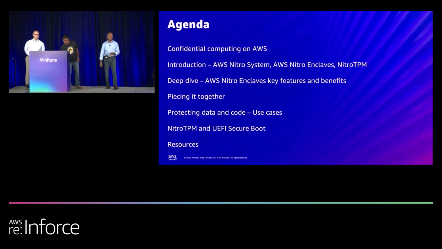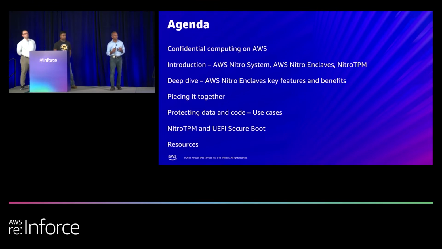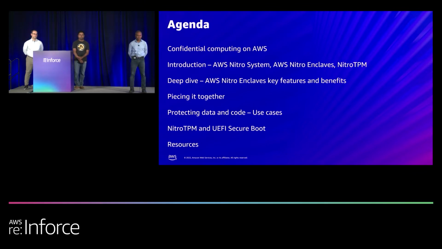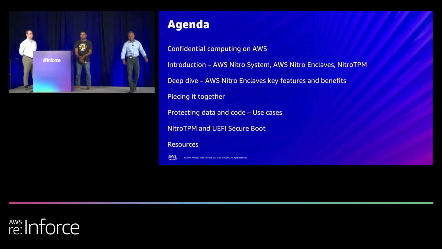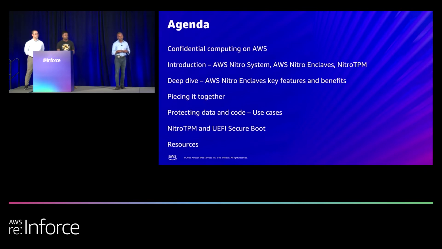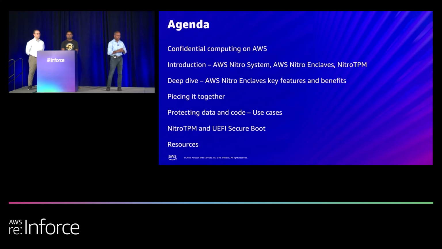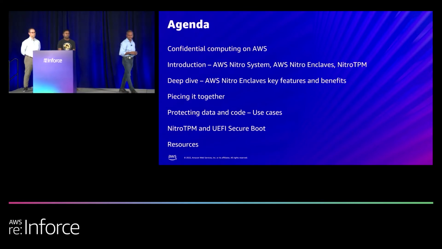Here's the agenda for today. We'll start by first sharing our perspective on confidential computing, and then we'll introduce some of the core capabilities that enable confidential computing along with EC2, starting with our AWS Nitro System. Then we'll introduce AWS Nitro Enclaves and NitroTPM. We'll then switch gears and deep dive into AWS Nitro Enclaves and talk to you about the key benefits and features. Then we'll piece it all together with a sample data flow to show you how data flows from a data lake into an enclave and gets processed securely inside the enclave.